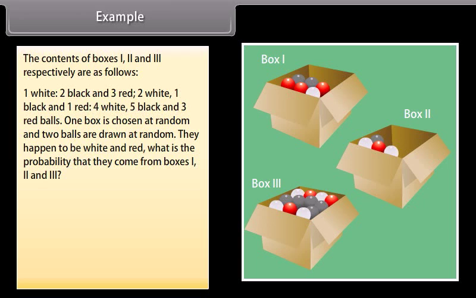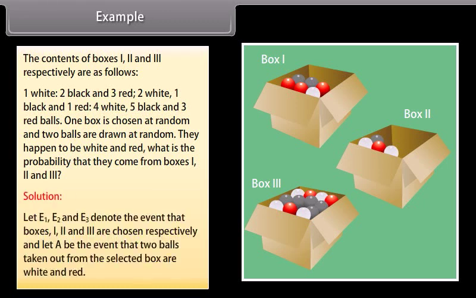One box is chosen at random and two balls are drawn at random. They happen to be white and red. What is the probability that they come from boxes 1, 2, and 3?